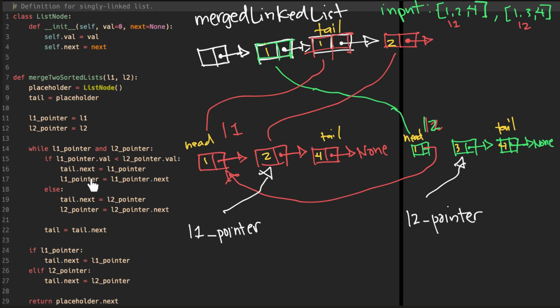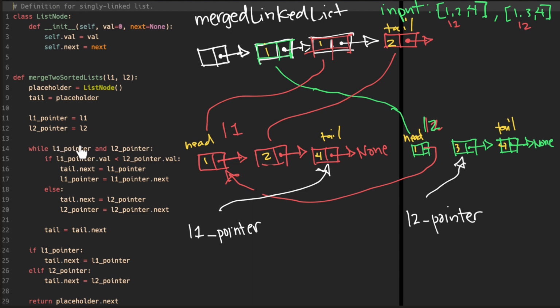And then here we'll set our L1 pointer equal to L1 pointer.next. So we can go ahead and erase this and point it to L1 pointer.next. And then we'll end up here again where we're going to set our tail equal to tail.next. So tail.next. So let's erase. So this is our new tail. And once again, back to the top we go.